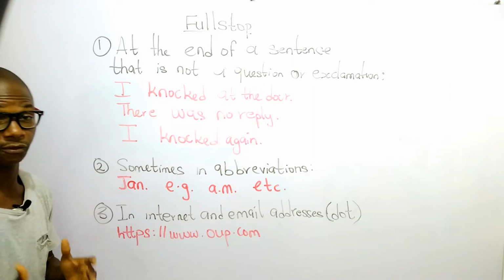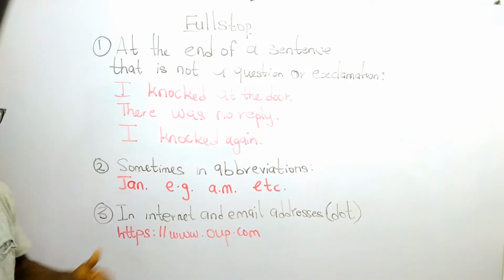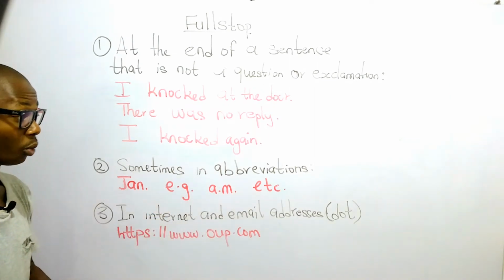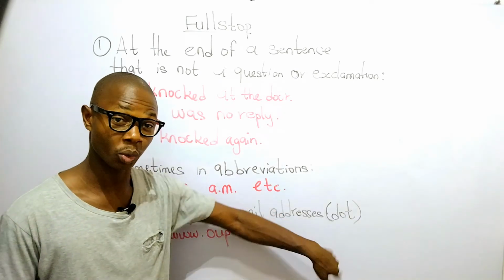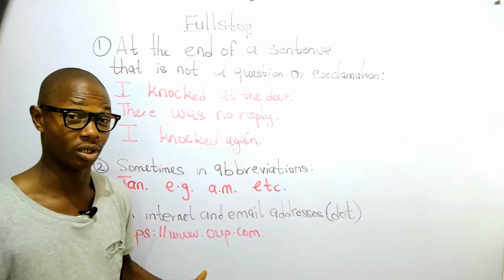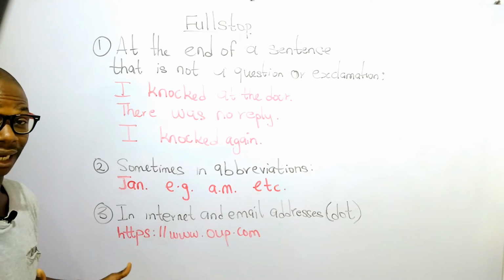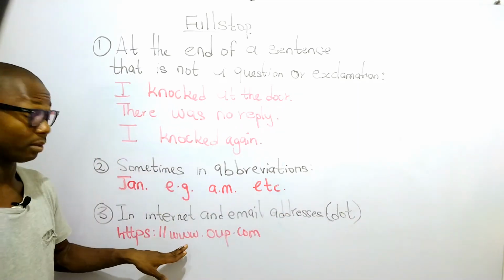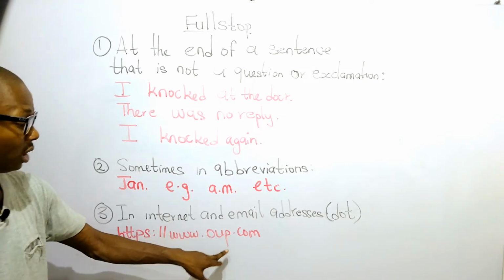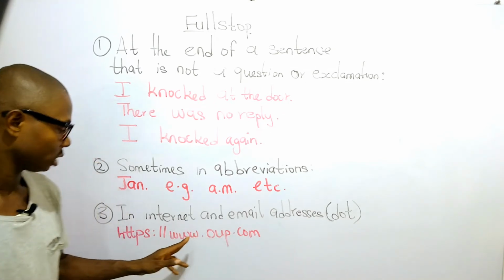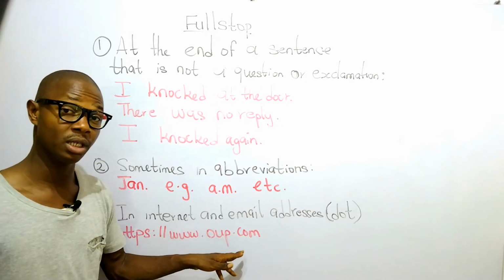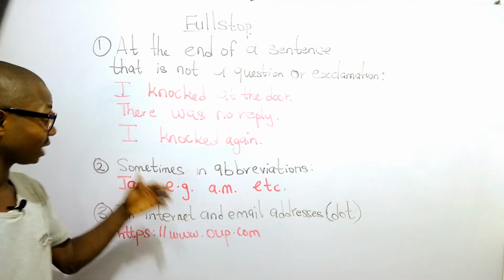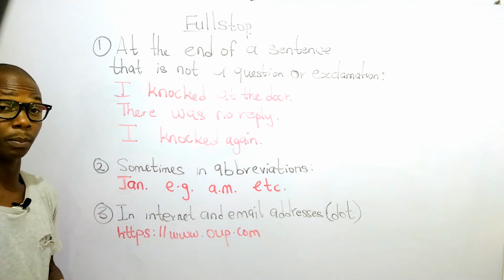Now, the last way to use a full stop is in internet and email addresses. We call it dots. So whenever we're going to use a full stop in an email, okay, or an online address, we can say dots. For example, www.oup.com, www.oup.com. So these are the various ways we can use full stop in English.